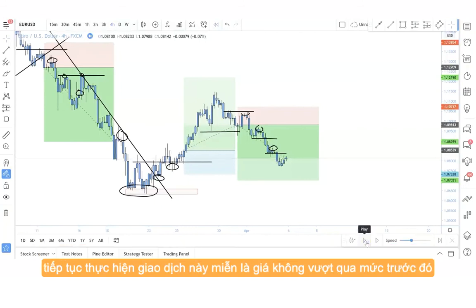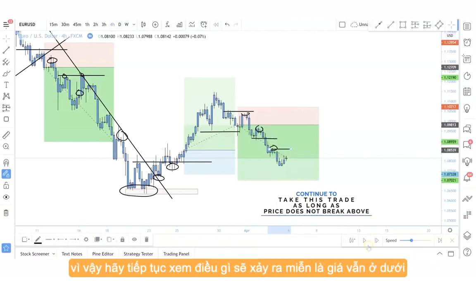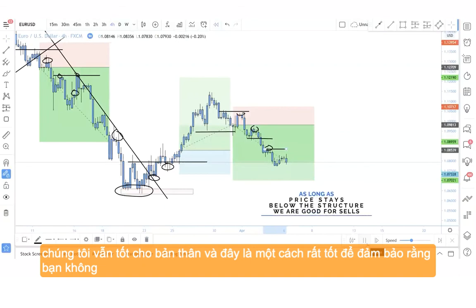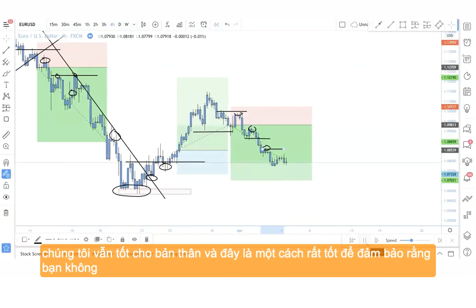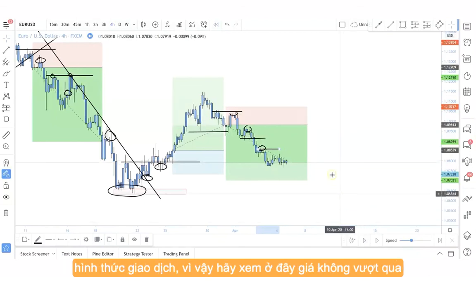We continue to take this trade as long as price does not break above this previous structure. So let's continue to see what happens. As long as price stays below it, we're still good for sells. And this is a very good way to ensure that you're not shaken out of trades too early, no matter how long you've been sitting in this trade for.